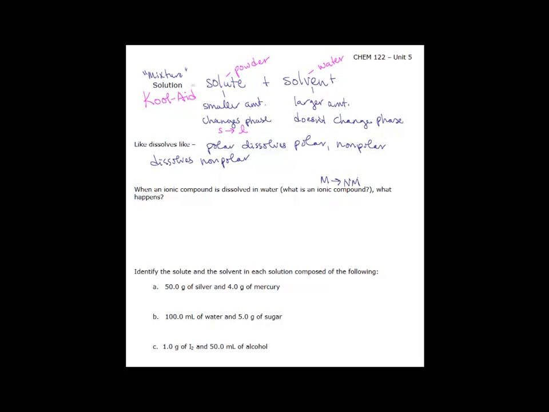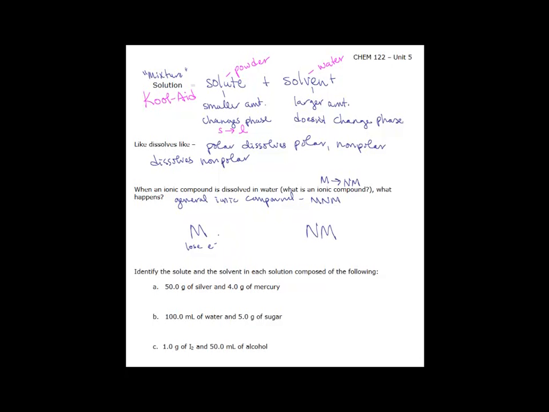Now, ionic compounds, by the way, are for the most part soluble in water. So let's say we have just a general ionic compound. I'm going to say it's M and M, metal, nonmetal. So you have your metal, and remember that metals lose electrons. This is a great review of Unit 2, by the way.